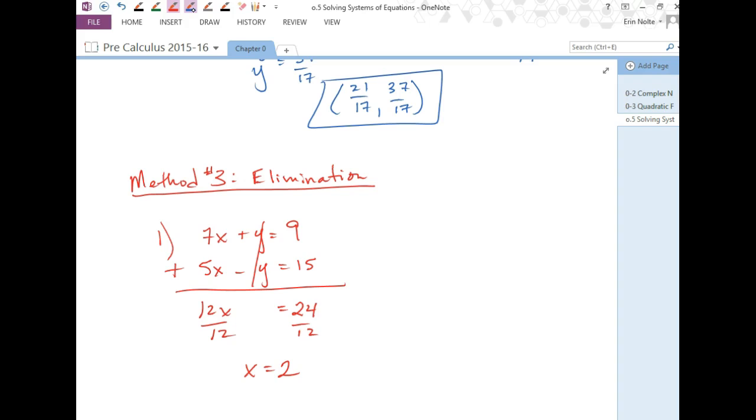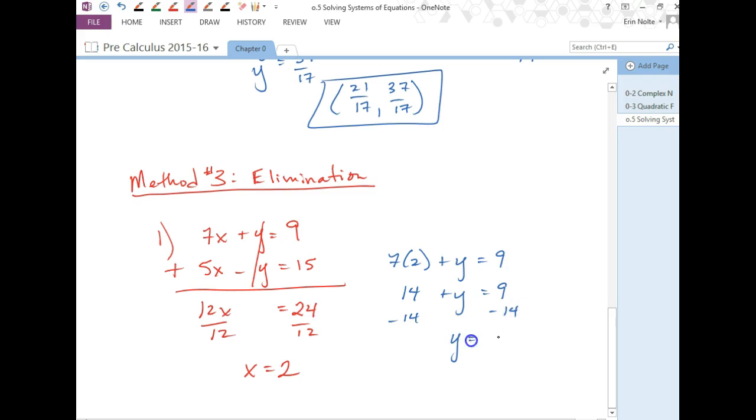Plug it in. And does it matter which equation I use? No, I can use the top equation. I can use the bottom equation. They both look pretty much the same. I'm going to just use the top one. So if I plug that in, I get 14 plus y is equal to 9. So 9 minus 14 is -5. So I get an ordered pair of 2, -5.